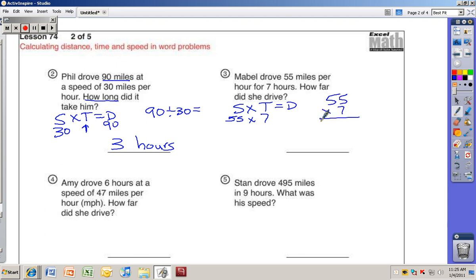5 times 7 is 35. Carry the 3. 5 times 7 is 35, plus 3 is 38. 385 what? How far? Miles. Miles, good.